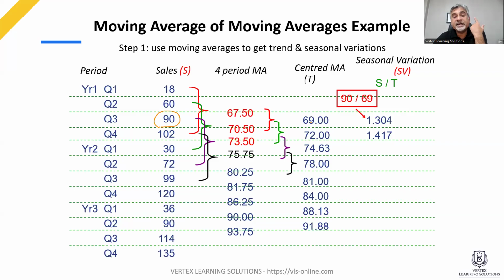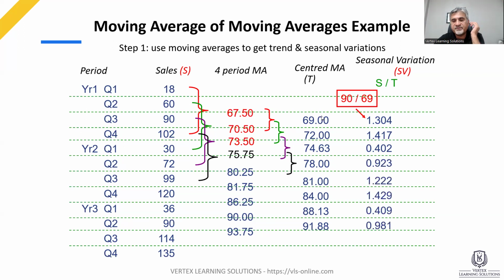But in the next period, in quarter number 1, sales are just 30 and the trend is 74. So it means that in quarter number 1 of every year, whatever your trend or average is, the actual sales will be multiplied by 0.4. Multiplied by 0.4 means actual sales will be 40% of this number. So quarter 1 is below the average, quarter 2 is above the average, 3 is above, 4 is above. This is how you will calculate.